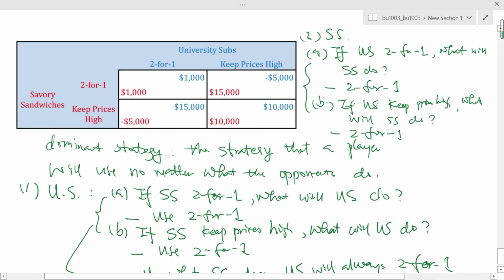So because both players have dominant strategies, they will play these dominant strategies, two-for-one. So the equilibrium will be two-for-one, two-for-one. That is the dominant strategy equilibrium.